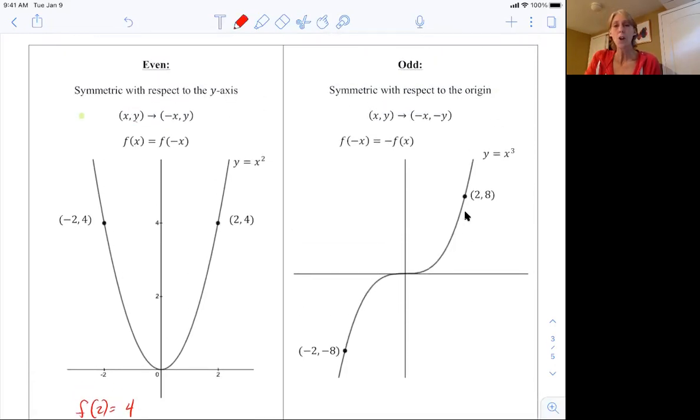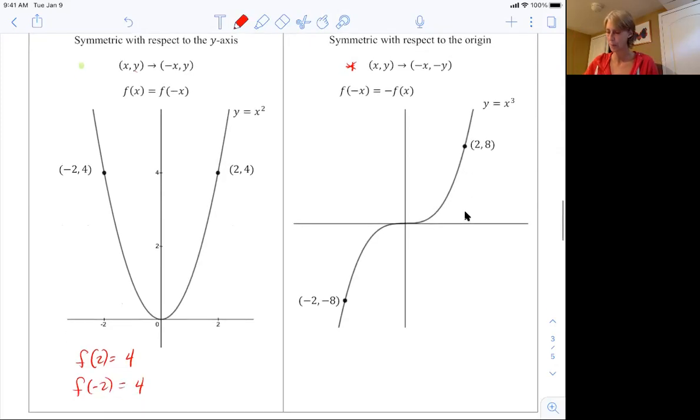Our odd functions are symmetric with respect to the origin, and the transformation rule there, when we reflect through the origin, is (x, y) goes to (-x, -y). So in other words, this point here, (2, 8), if we were to reflect that through the origin, it would go to (-2, -8). I'm not sure if I'm going to show you this with function notation right now because it is a little bit confusing.